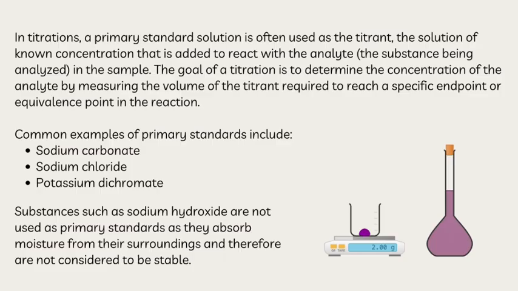So in titrations, a primary standard solution is often used as the titrant. So this is the one that is going into the burette, and it's added to react with the analyte, which is the substance that's being tested or analyzed. So that's the one that we're not sure what that concentration is. And so we put the two together to try and work that out by calculations.